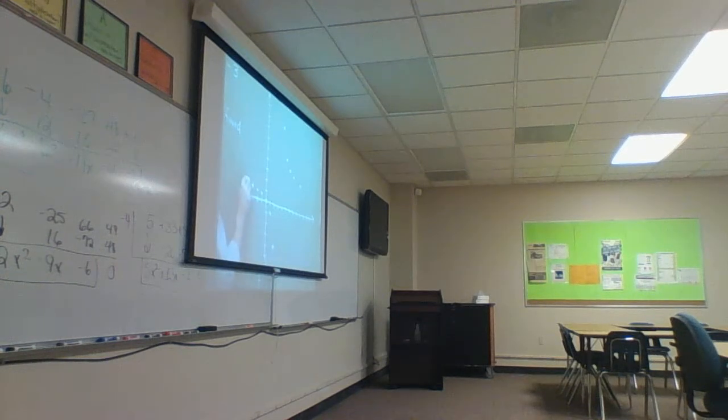Well, let's see. The graph then looks like this. There's kind of a curvy thing going on. This is called a branch, by the way. This is a branch of the graph. Here's another branch.